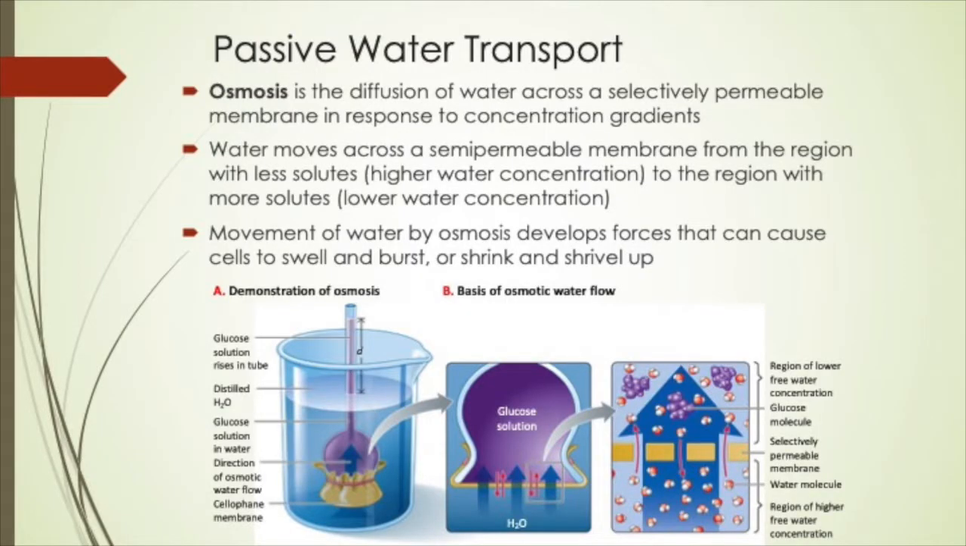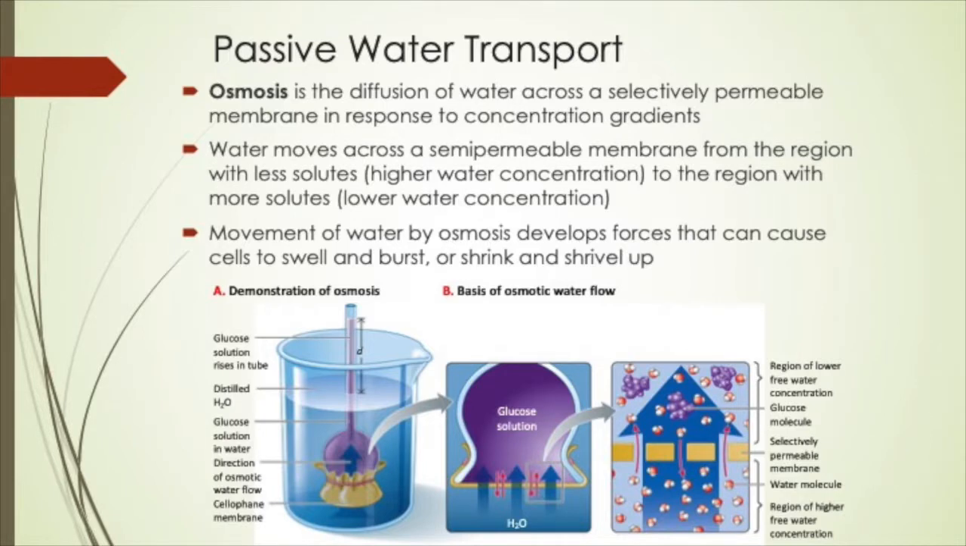And then we have passive water transport, right? Certain cells have just this passive water transport depending on what the cell's membrane is doing. So this is just the diffusion of water across this selectively permeable membrane. So water just moves across it from a region of less solutes to a region of more solutes. Basically a region of higher water concentration to a region of lower water concentration. It's always going to be from higher to lower if you're doing passive water or passive transport.